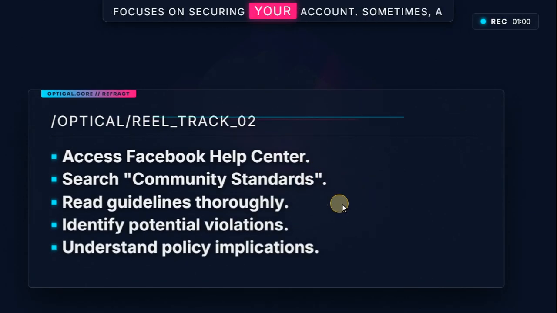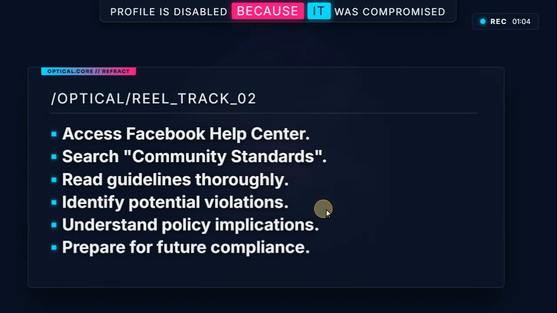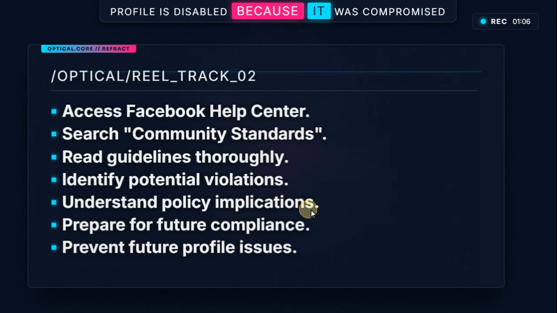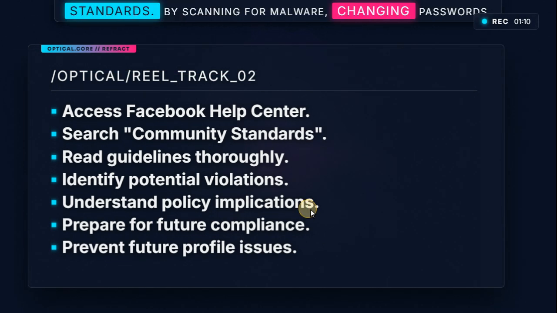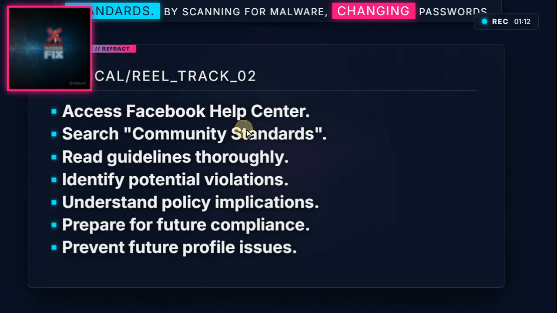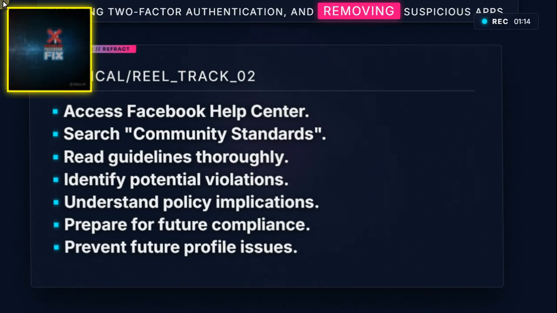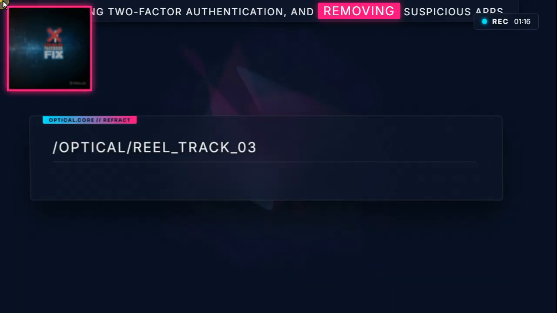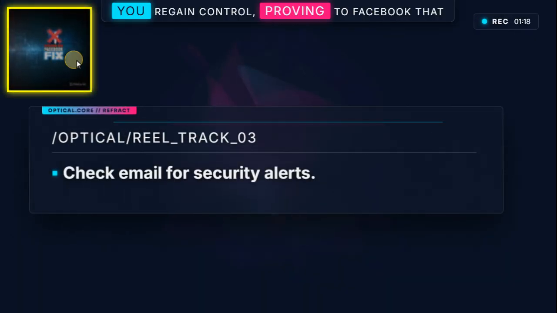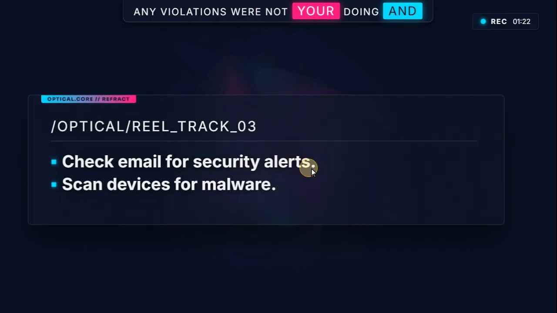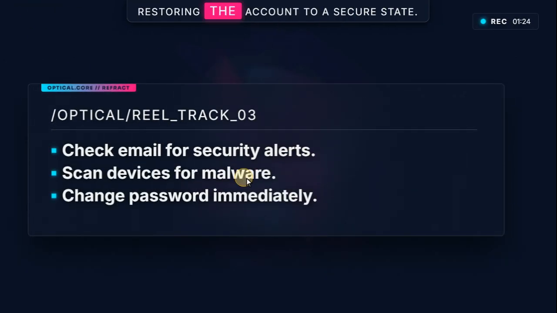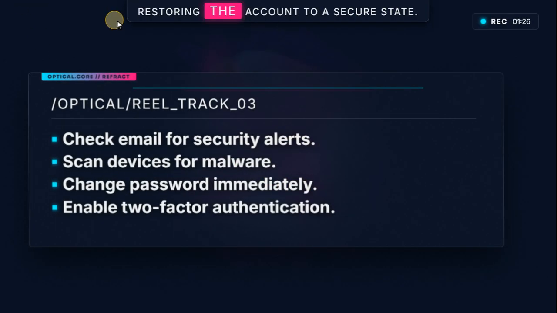Our third strategy focuses on securing your account. Sometimes, a profile is disabled because it was compromised by unauthorized users who then violated community standards. By scanning for malware, changing passwords, enabling two-factor authentication, and removing suspicious apps, you regain control, proving to Facebook that any violations were not your doing and restoring the account to a secure state.